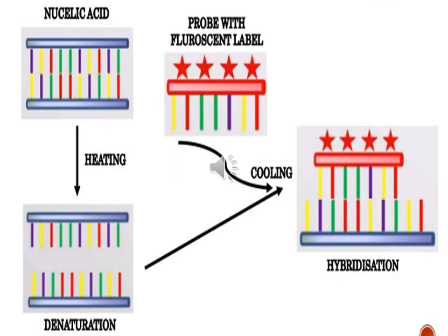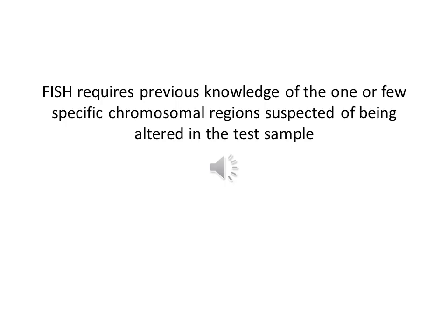As I said, before hybridization, the target and the probe, which is labeled by fluorophore, must be denatured by heating or chemical agents and then mixed together. So the probe hybridizes to its complementary sequence on the chromosome, and that can be visualized by fluorescent microscope. In FISH technique, we need previous knowledge about the target chromosome region that is suspected of being altered, and we are going to detect it.